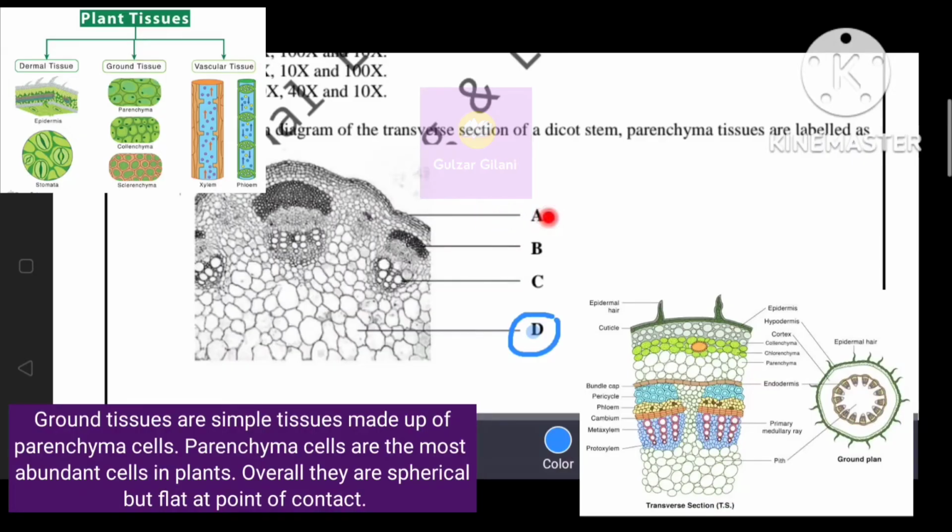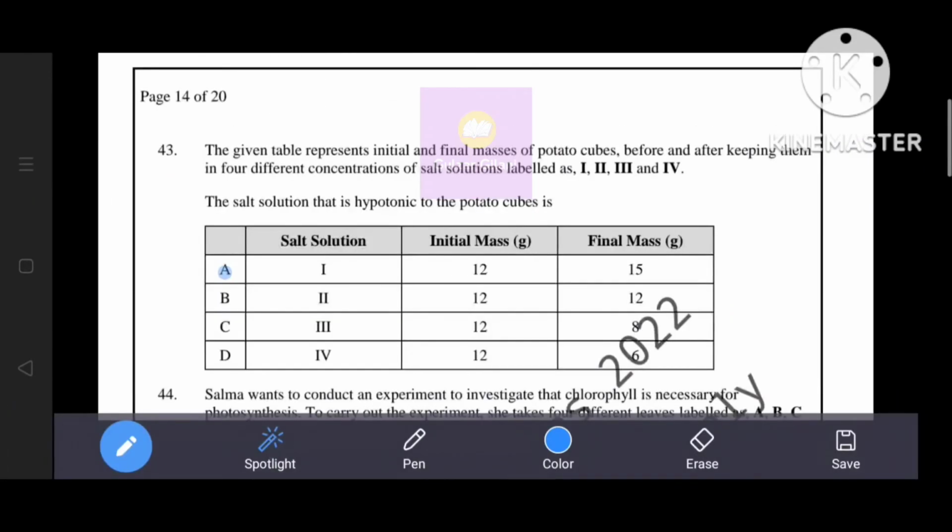ऑप्शन A एपिडर्मल टिश्यूज को शो कर रहा है. ऑप्शन B स्क्लेरेनकाइमा टिश्यूज को शो कर रहा है. ऑप्शन C कंपाउंड कॉम्प्लेक्स टिश्यू दैट इज जाइलम टिश्यूज को शो कर रहा है. तो हमारा करेक्ट आंसर ऑप्शन D है, जो पैरेनकाइमा टिश्यूज को शो कर रहा है.